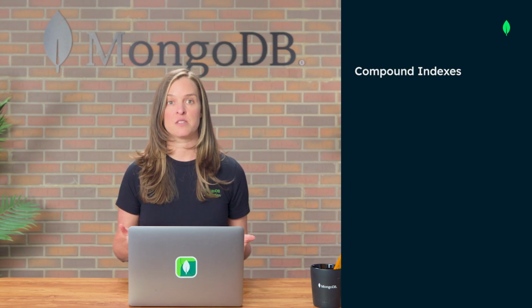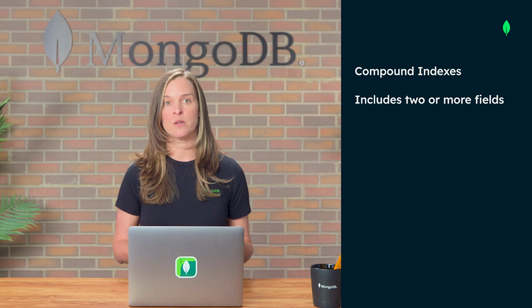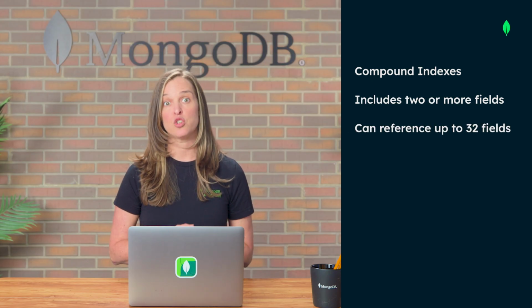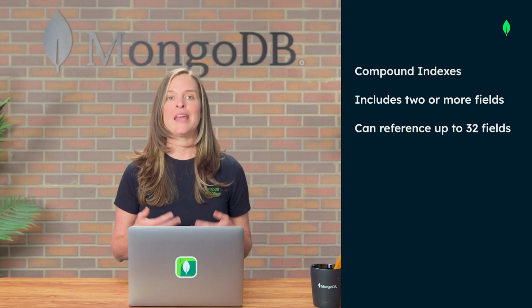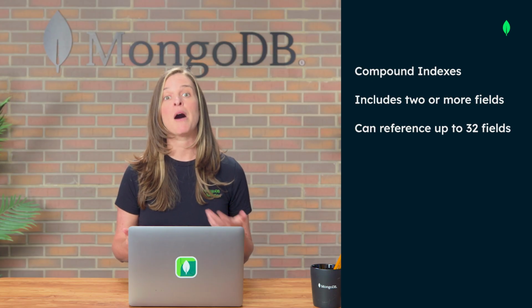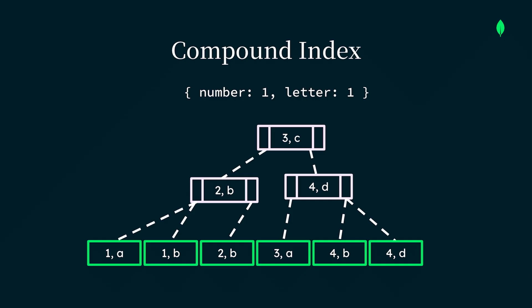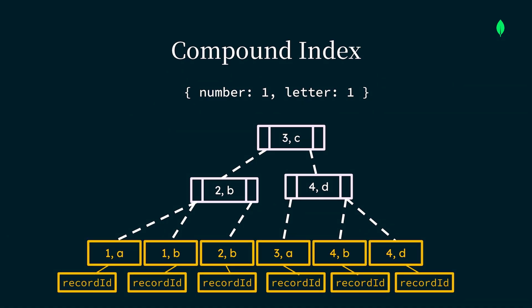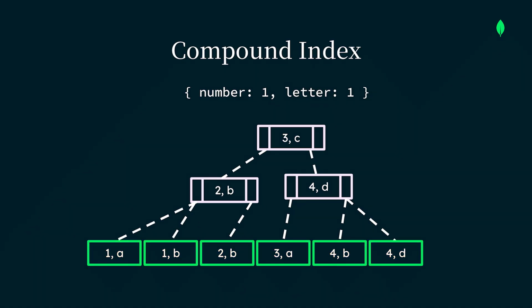A compound index supports queries using 2 or more fields and can reference up to 32 fields. If you're coming from a relational database background, a compound index is similar to a composite index. Like a single field index, the leaf nodes of a compound index store field values and the record IDs that point to relevant documents in the collection. Notice that combined values are sorted first by the first field, or prefix, and then by the second field.